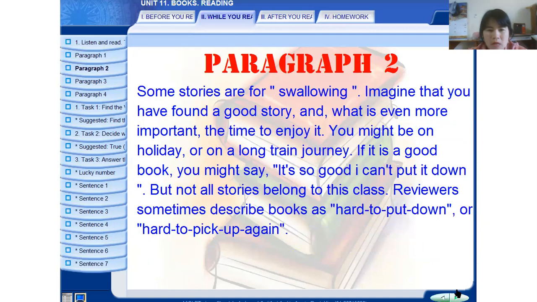Some stories are for swallowing. Imagine that you have found a good story, and what is even more important, the time to enjoy it. You might be on holiday or on a long train journey. If it's a good book, you might say, "It's so good I can't put it down." But not all stories belong to this class. Reviewers sometimes describe books as hard to put down or hard to pick up again.